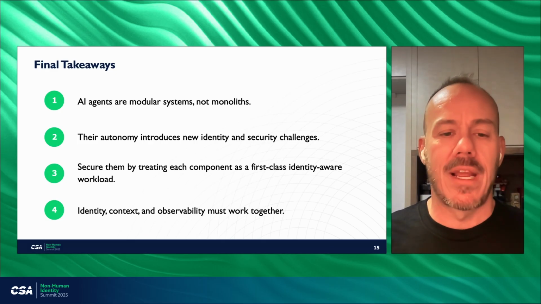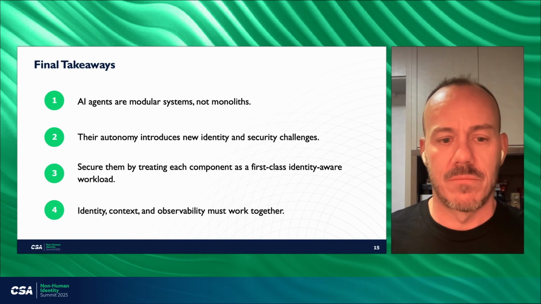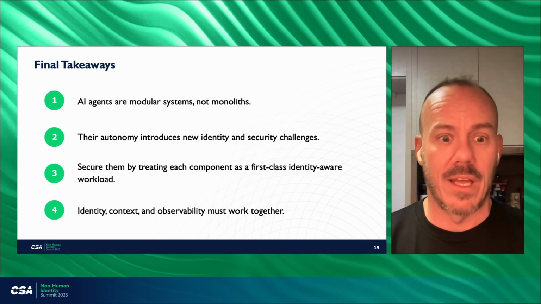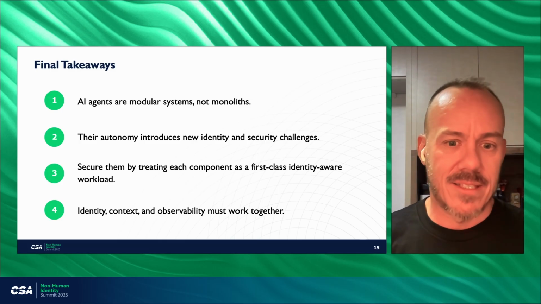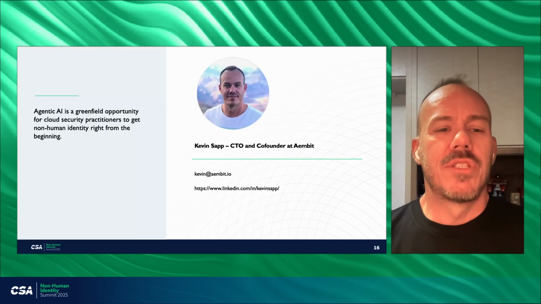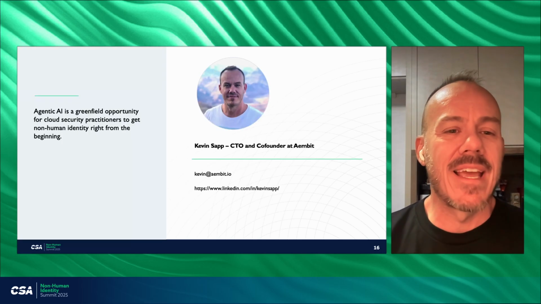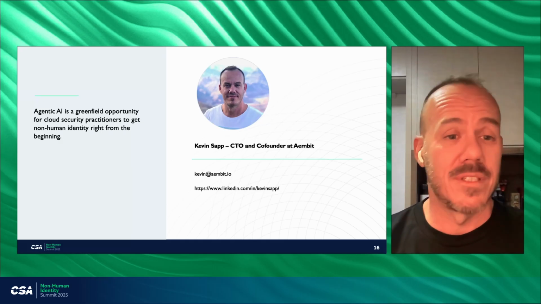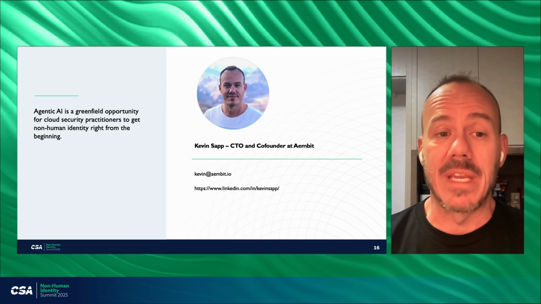You should secure your AI agents by treating each component of the agent system as a first-class identity-aware workload. And then lastly, identity, context, and observability need to all work together. We provide these identities to these subcomponents. We understand the context in which they operate, and then we continually observe and monitor them. So the big takeaway is that agentic AI is a greenfield opportunity for cloud and just general cybersecurity practitioners to get non-human identity right from the beginning.